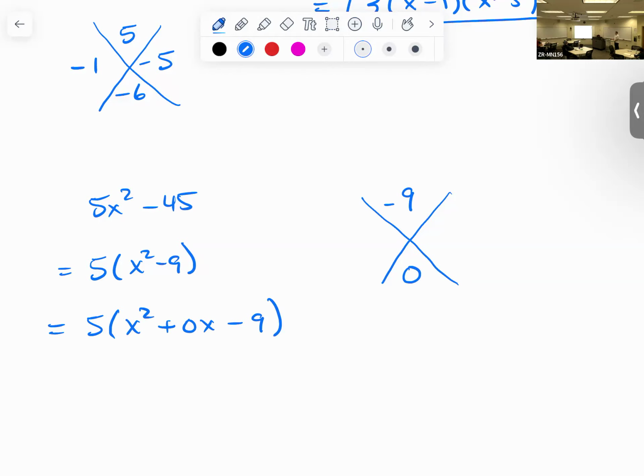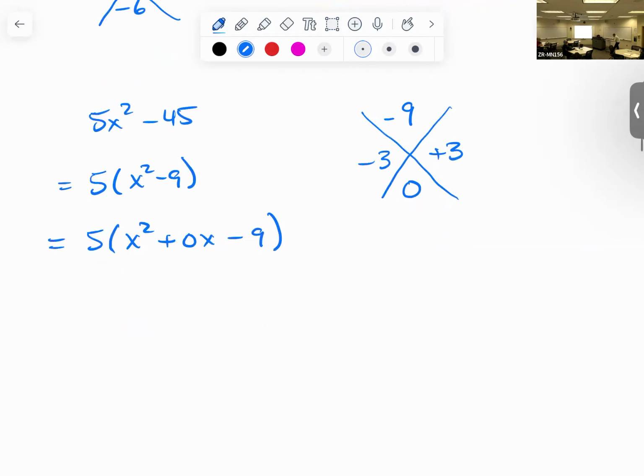And then, yes, Anya, you're already ahead. What multiplies to -9 and sums to 0? -3 and +3. Notice how the diamond still works here. -3 times +3 makes -9, and -3 plus +3 makes 0. So the diamond works in every single case of anything that is a quadratic.